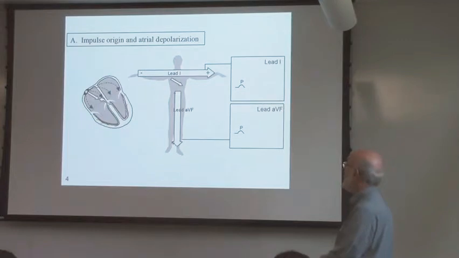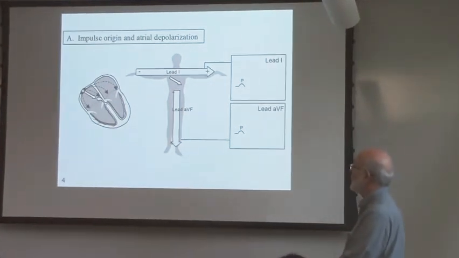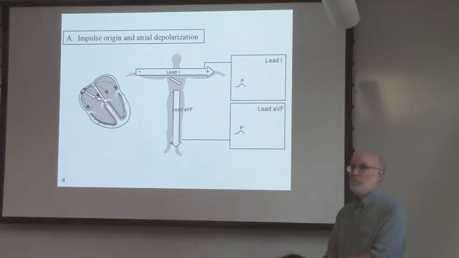What do you think it would be in AVR in this case? Negative. We'd get a negative signal in lead AVR. What do you think you'd see in lead 3? Maybe tiny. I think it would be small. It might be small positive, it might be small negative, it might be 0, because it's pretty close to perpendicular to lead 3.